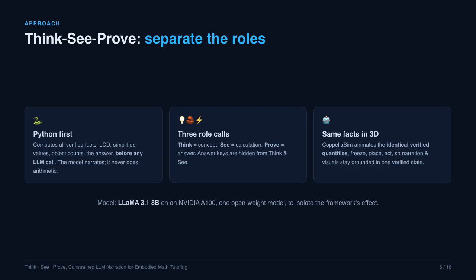The third idea is shared grounding. The very same verified facts that go into the prompts also go into Kapiliasm, our 3D simulator. For each step, it freezes the scene, places objects, and performs an action, using identical counts and totals. Because narration and visualization read from one shared state, they are grounded in the same verified state, reducing mismatch. And we use a single open-weight model, Llama 3.8b, on an NVIDIA A100, precisely so that we isolate the effect of the framework itself rather than the raw power of the model.